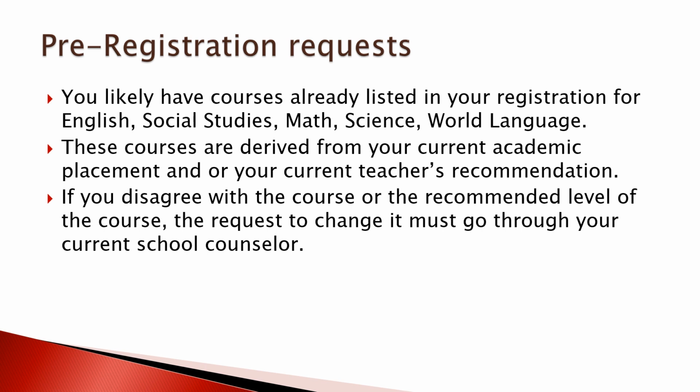All right, so when you do get to your registration homepage, and that's in BCPS1, you are going to see some courses that are already pre-selected for you. So these are pre-registration requests. It's going to probably be your English, social studies, math, science, and world language course that will already be listed in there. And these courses are derived from your current academic placement and or your current teacher's recommendation.